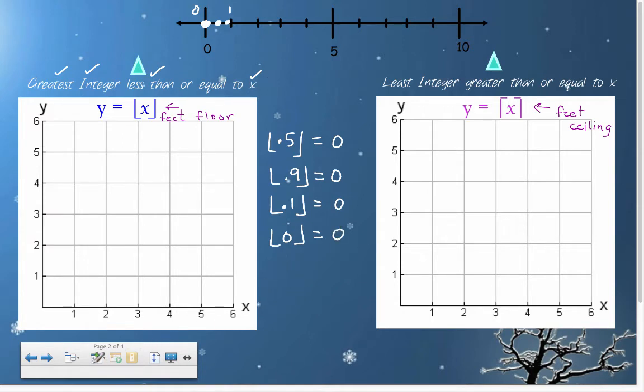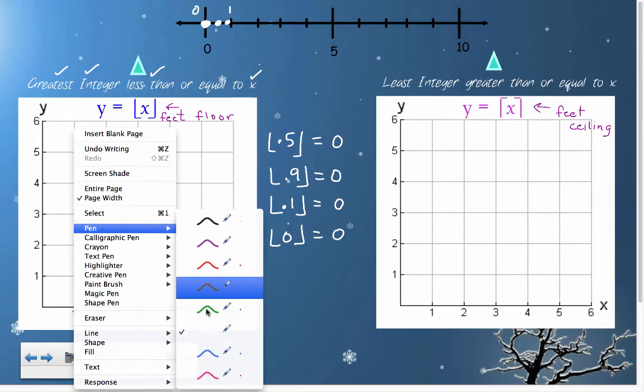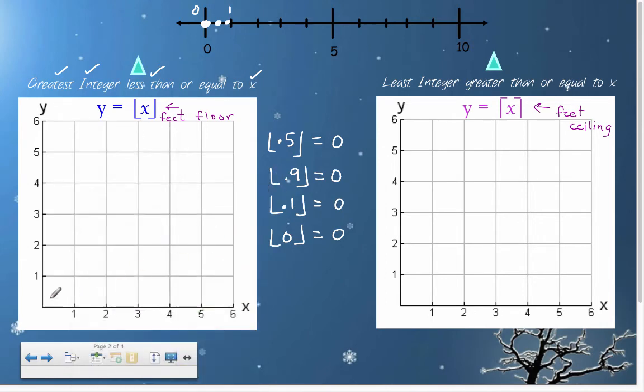So if I were going to graph this, this is what it looks like. 0 is 0. 1 is 1. Everybody in between 0 and 1, we just realized, was 0.